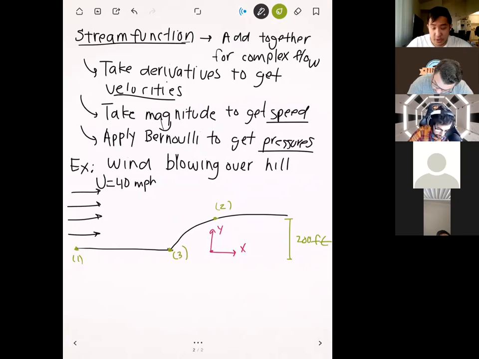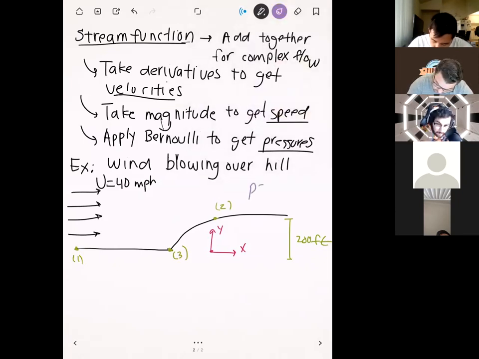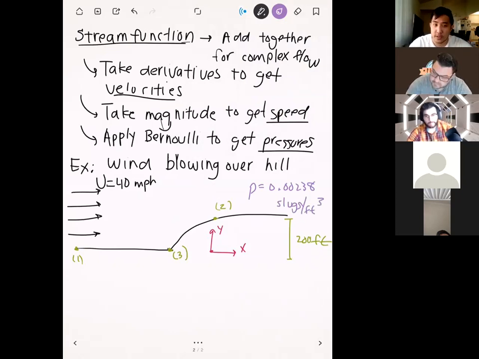And so since we're in English units, let's define the density. So the density is going to be 0.00238 slugs per feet cubed. And so slugs is nothing more than just the English unit for mass. So you can kind of think of it as like a pound mass.